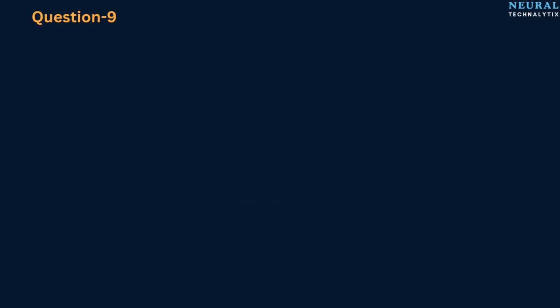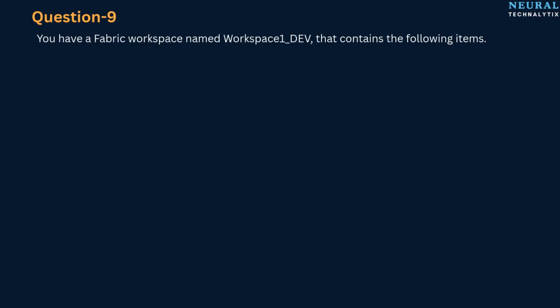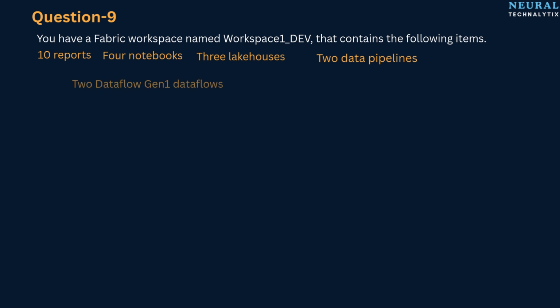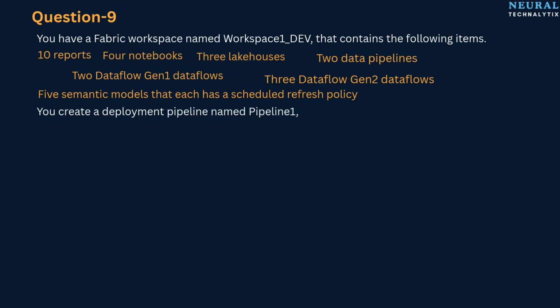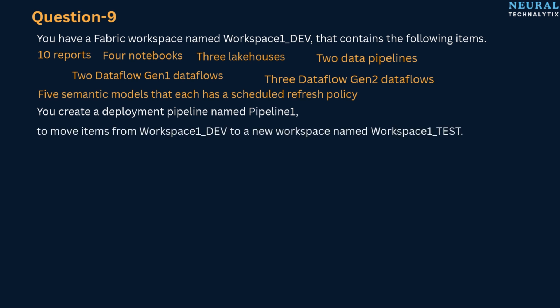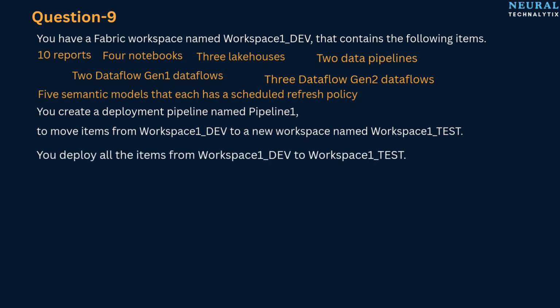Here's the scenario. You have a Fabric workspace named Workspace 1 Dev. And inside this workspace, you have quite a few items: 10 reports, 4 notebooks, 3 lakehouses, 2 data pipelines, 2 Dataflow Gen1 dataflows, 3 Dataflow Gen2 dataflows, and 5 semantic models, each with a scheduled refresh policy. Now, you create a deployment pipeline named Pipeline 1, and you use this pipeline to move items from Workspace 1 Dev to a new workspace named Workspace 1 Test. You deploy all items from Dev to Test.